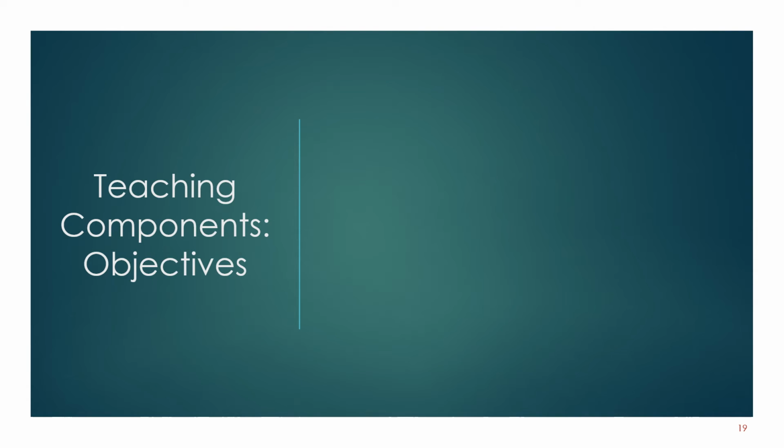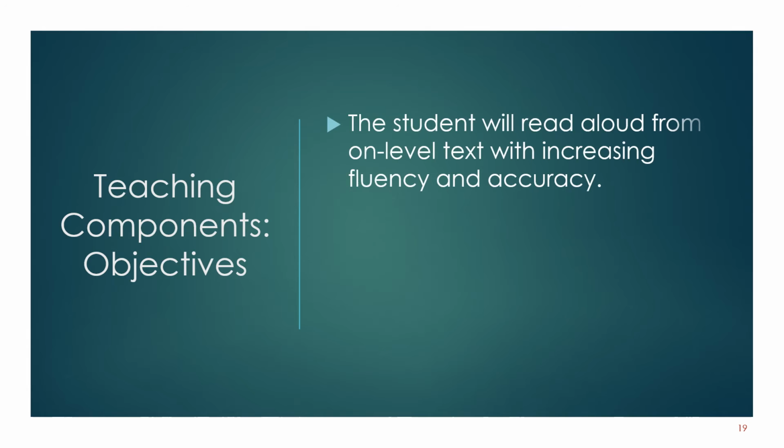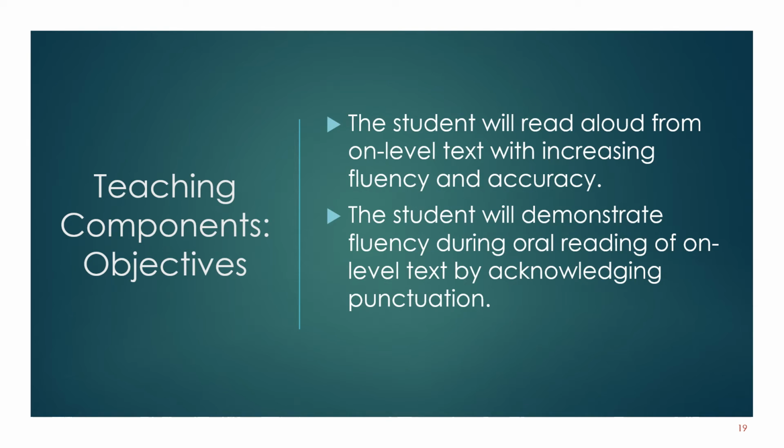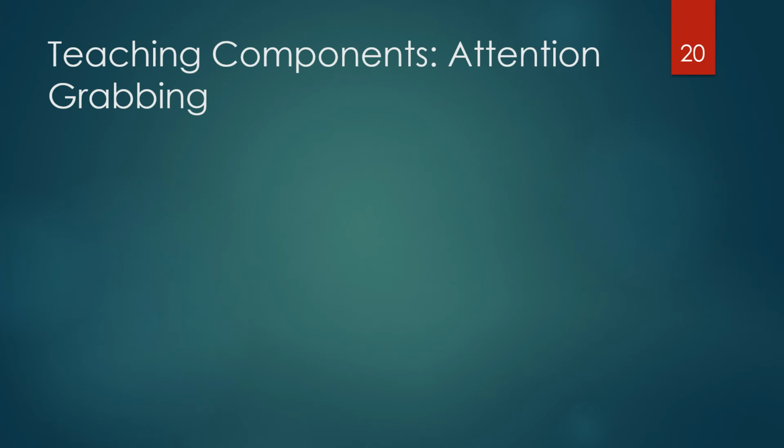I like to introduce what our learning objectives are for my students at the start of each lesson so they know what we are working toward and what the expectations are. Here are my objectives. The student will read from on-level text with increasing fluency and accuracy. The student will demonstrate fluency during oral reading of on-level text by acknowledging punctuation. Now we are ready to begin.